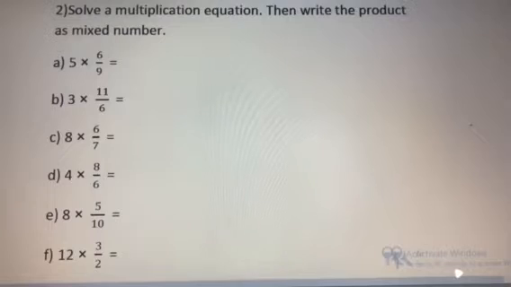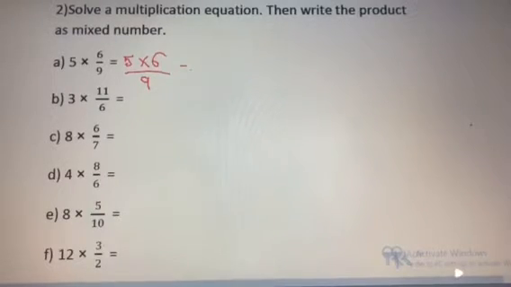Now solve a multiplication equation, then write the product as a mixed number. Now we have a whole multiply a fraction. How do I multiply a whole by a fraction? I will multiply the whole by the numerator. 5 multiply 6 over 9 will be 5 multiply 6 over 9. Now 5 by 6 equals 30 over 9. This is the answer.